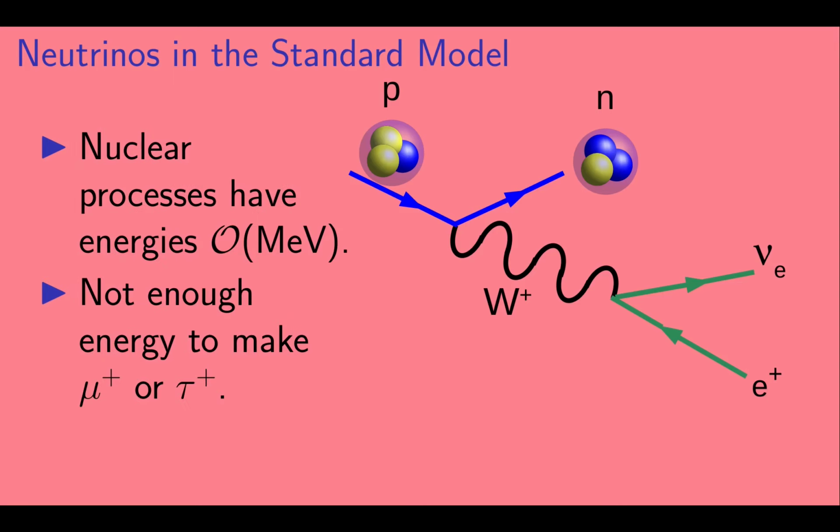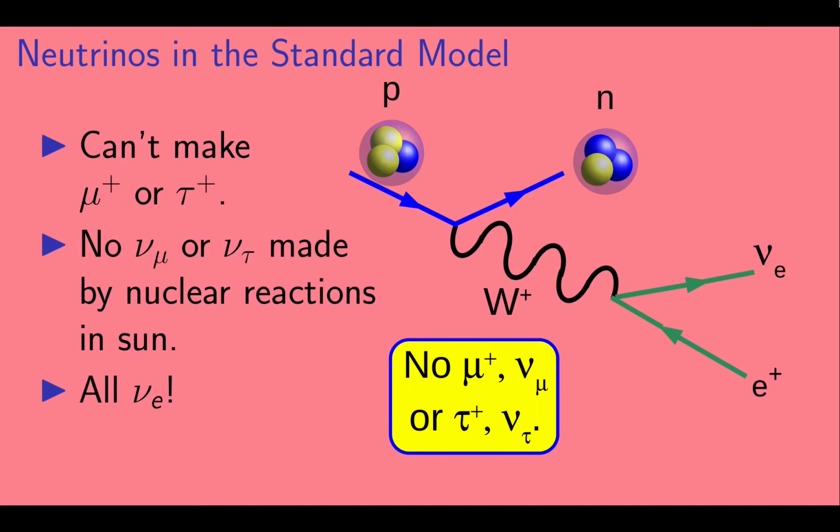In principle, one could write down this diagram using an anti-muon and muon neutrino, or an anti-tau and a tau neutrino. But nuclear processes have energies of order MeV. This isn't enough energy to produce a muon or a tau. So, since these reactions can't make a mu plus or tau plus, they can't make muon or tau neutrinos. So for all practical purposes, neutrinos made in the Sun are all electron flavor.